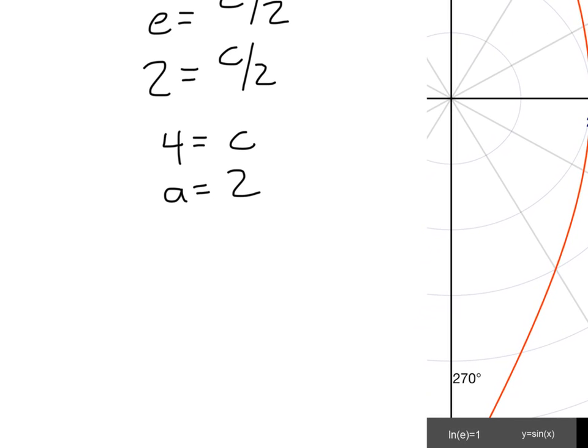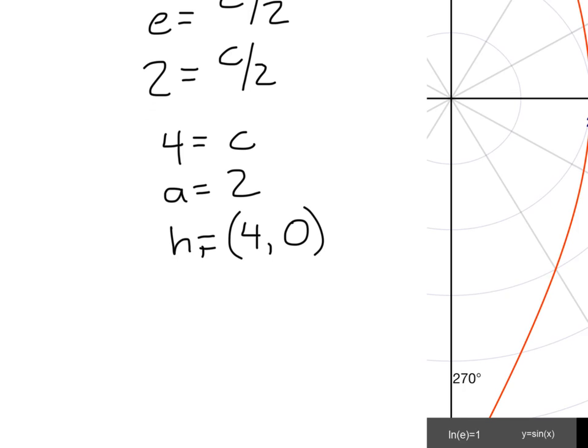Oh, and we know h is equal to 4, and k is equal to 0. So that's our center that we identified on the graph. And so the last thing we have is to find b.